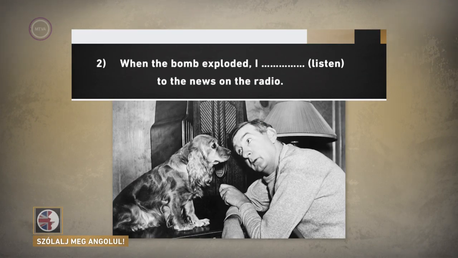Well, the subject is I, so we know that we need to say I was. And the verb is the verb to listen. And what happens when we want to add ing to the end of the verb to listen? Well, nothing happens. I know that I told you that if the verb ends in vowel plus consonant, then we double the last letter before we add ing. But listen belongs to another group.